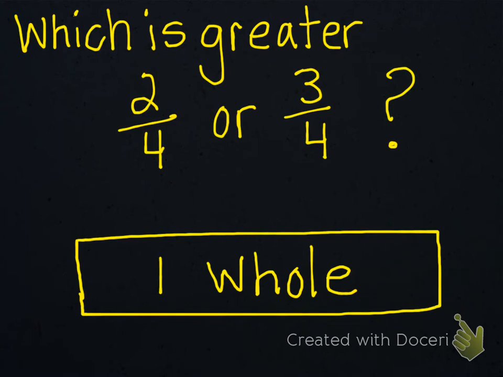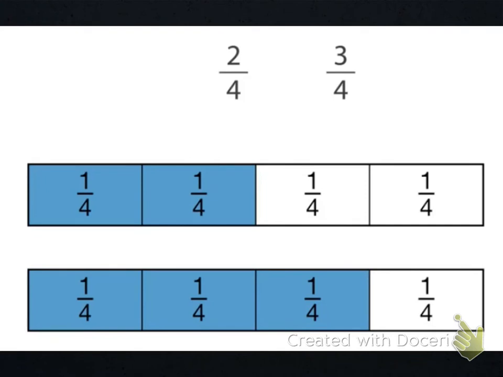Let's look at another problem. This time we want to know which is greater, 2/4 or 3/4. This time we notice that it's not our numerator or our top number that's the same, but it's our bottom number, or our denominator, that is the same. We still want to model this problem using a whole. We can use a rectangle again since that's what we used for the first problem. Except this time, because it is the denominator that is the same, we're actually going to be dividing the whole into the same number of parts. Because our denominator is a 4, we are going to divide this whole into 4 parts for both of the fractions.